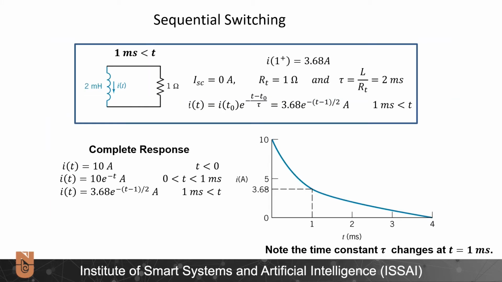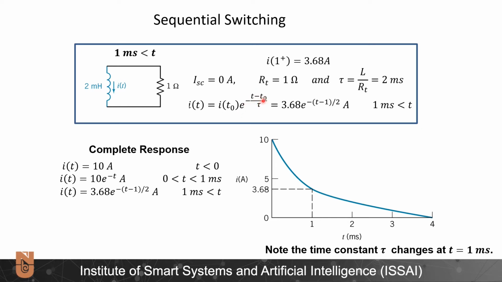Now let us look at the solution of the circuit for the last interval when t is greater than 1 millisecond. Here the equivalent resistance is 1 ohm. I short circuit will be equal to 0 amperes because there is no current source connected to the circuit. The time constant is L over RT. L is 2 millihenries, RT is equal to 1 ohm. Accordingly, the time constant is 2 milliseconds. And the initial condition which I calculated in the previous step is equal to 3.68 amperes. So I can therefore write I(t) equal to I(t0), 3.68, times e to the minus t.